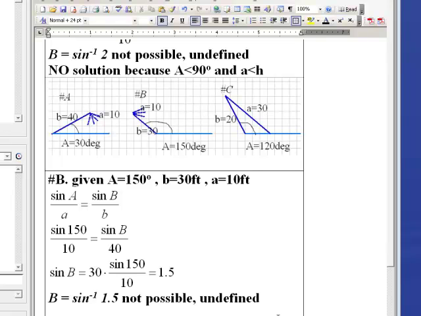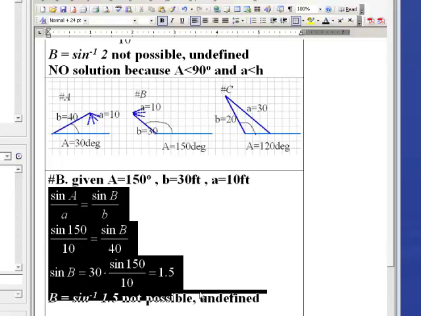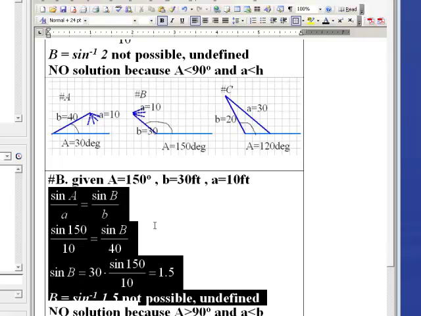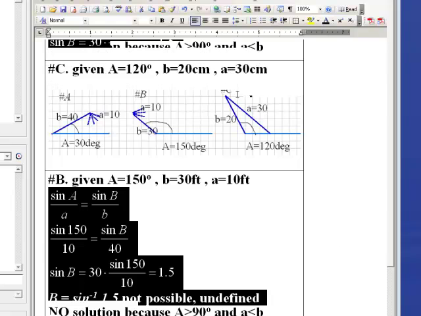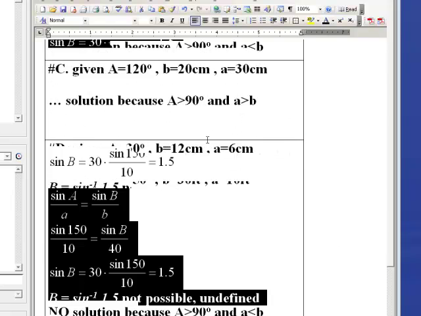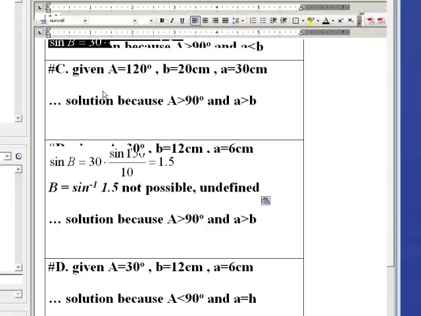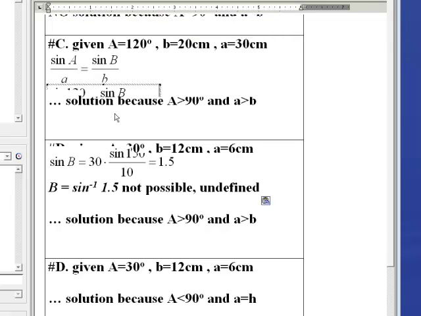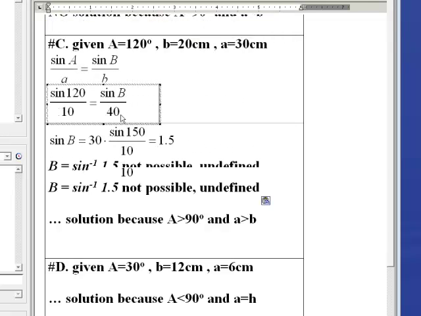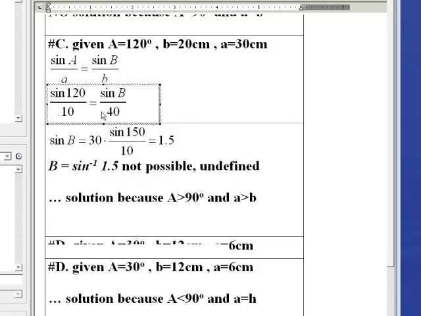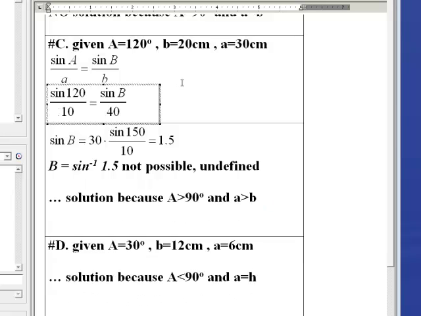Okay, the next one. See, again, I'm going to copy all of this here so I don't have to write down as much, and then paste the new information in there. Okay, says that we have an angle of 120 degrees, side B of 20, a side A of 30.